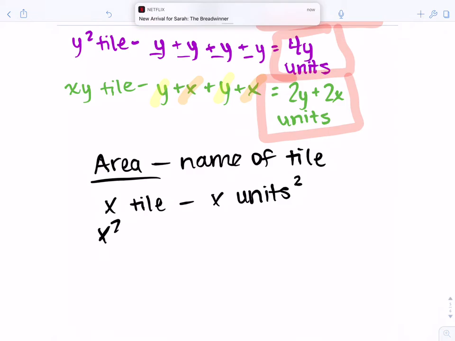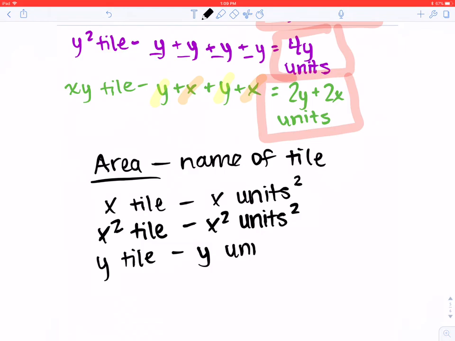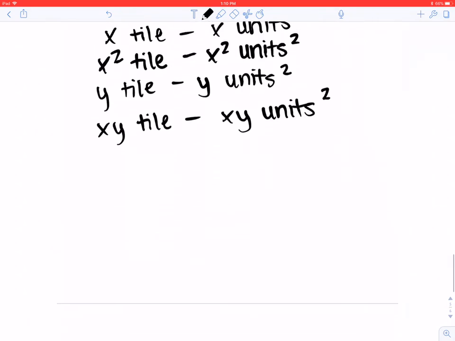So for our X squared tile, we say x squared units squared. For our Y tile, the area is y units squared. For our XY tile, the area is xy units squared. All right? So let's try some practice problems.